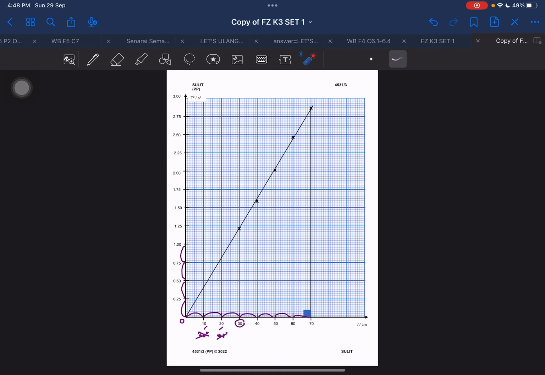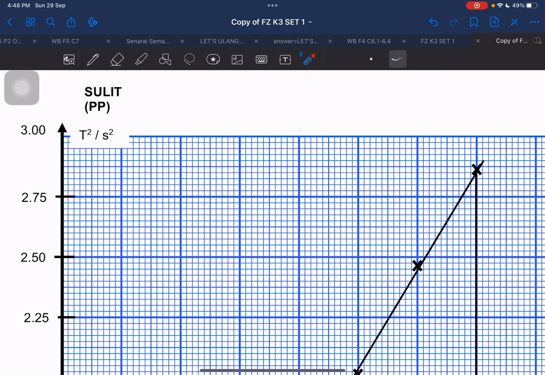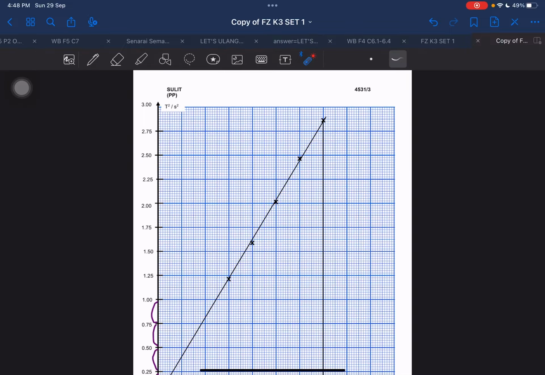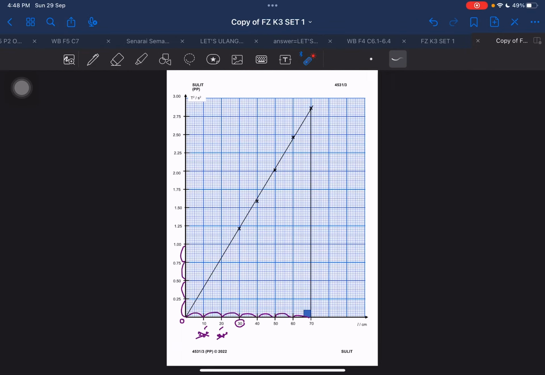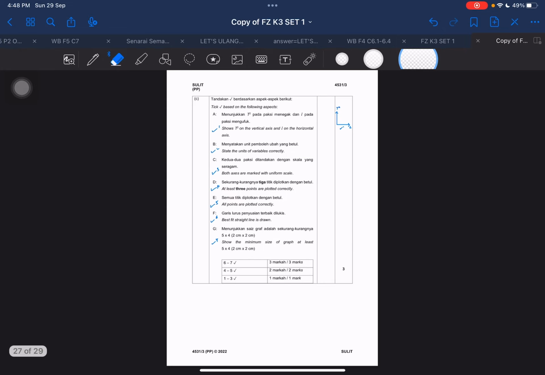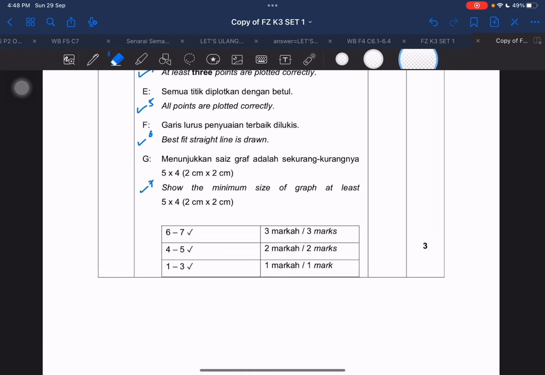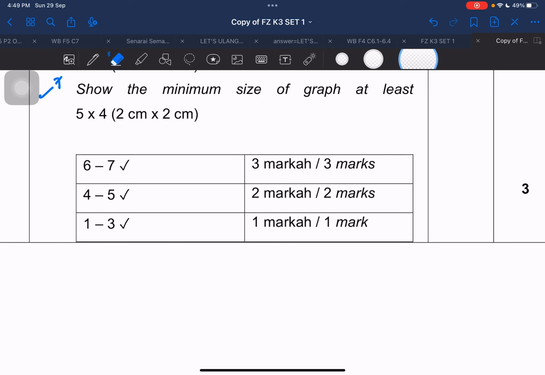And then when you label the axis, make sure you have units, T square just now, and then seconds square. Here also, just follow the table. L centimeter. Okay, I rub this off first. Now, how the marks are given. So the graph is only 3 marks. You see, there will be 7 ticks given on your graph.